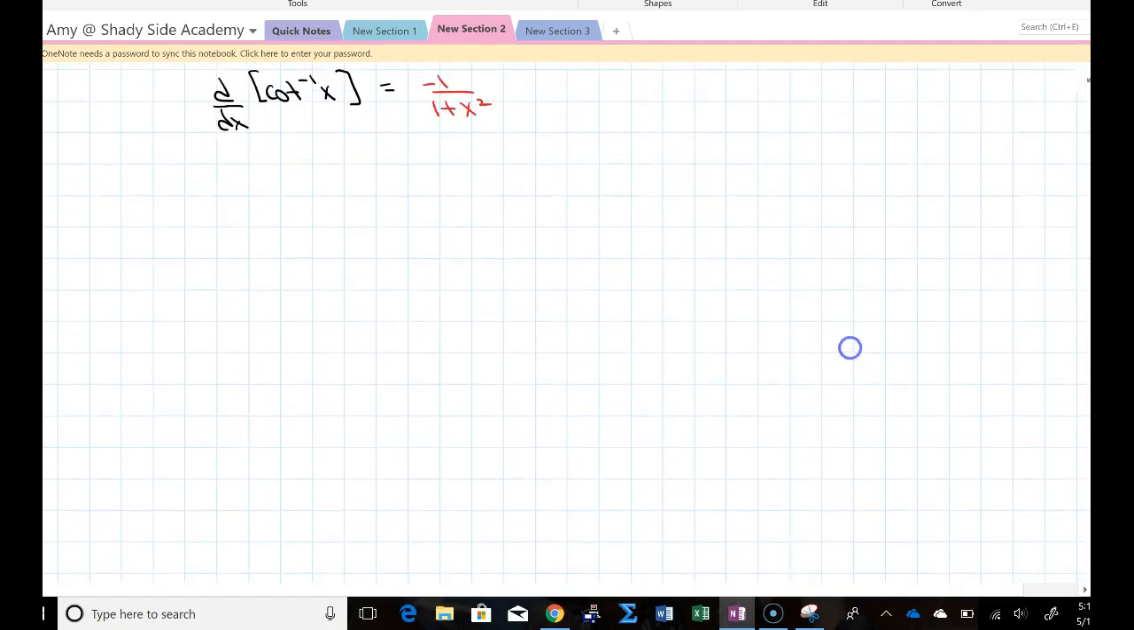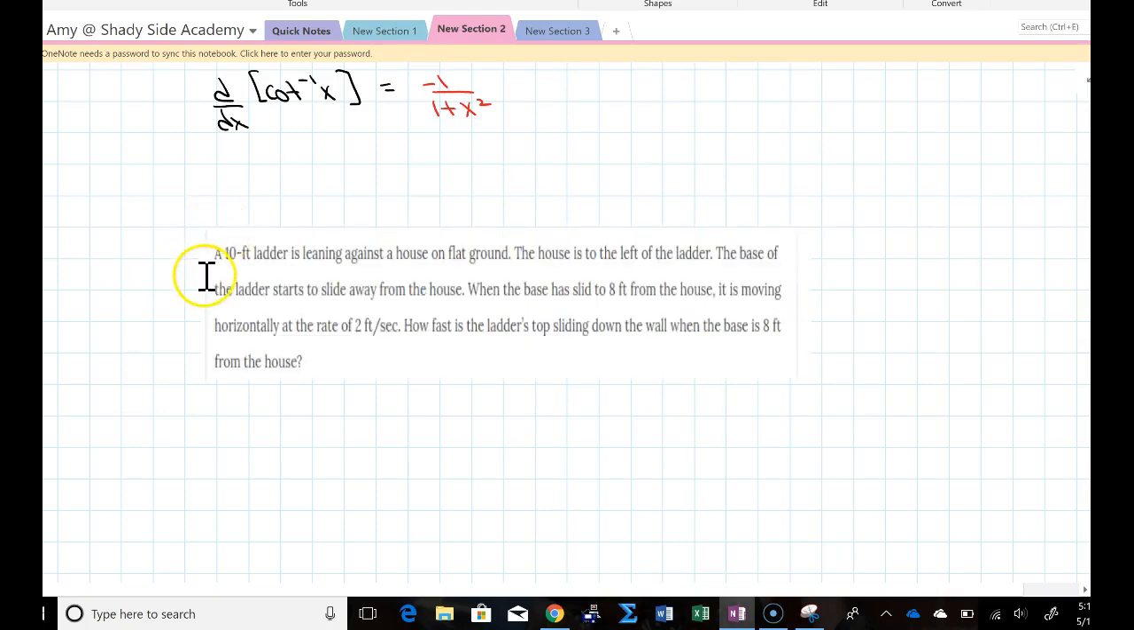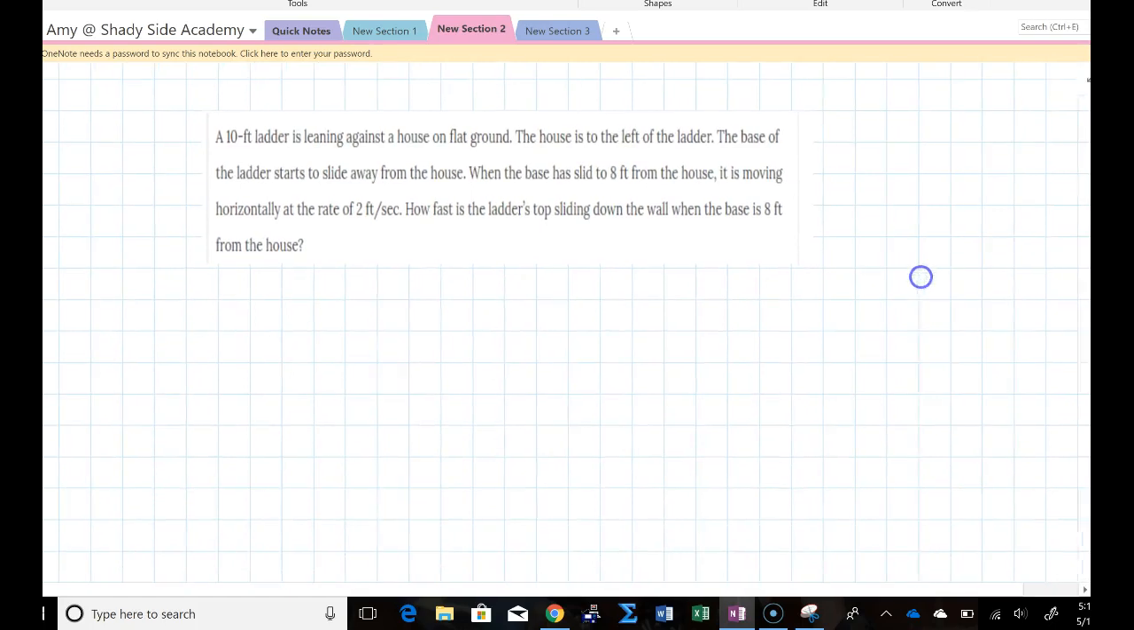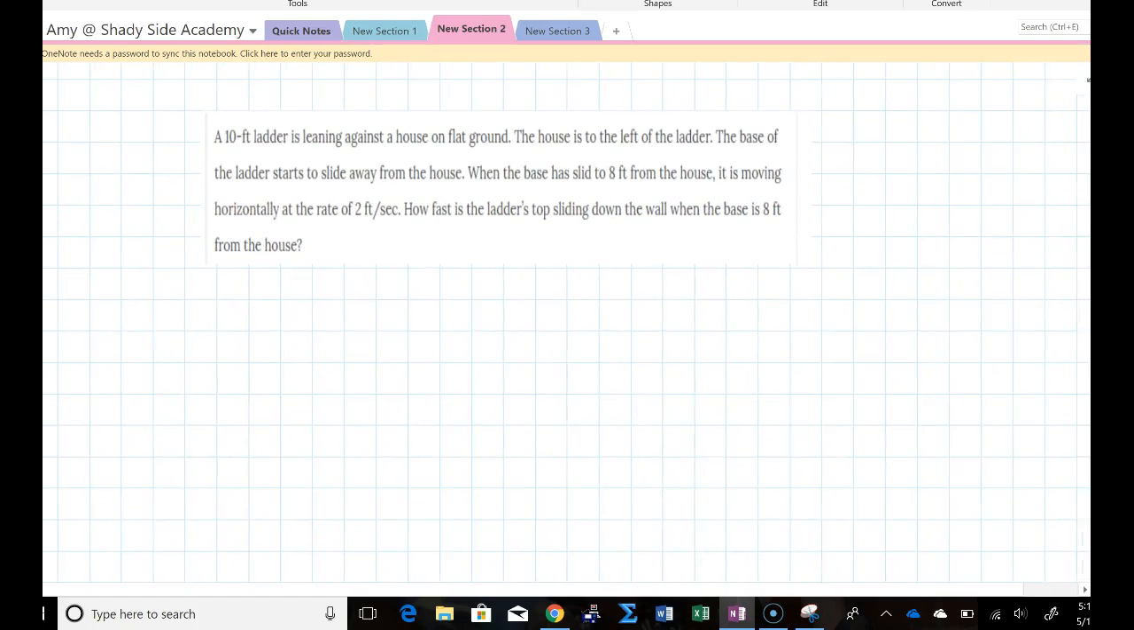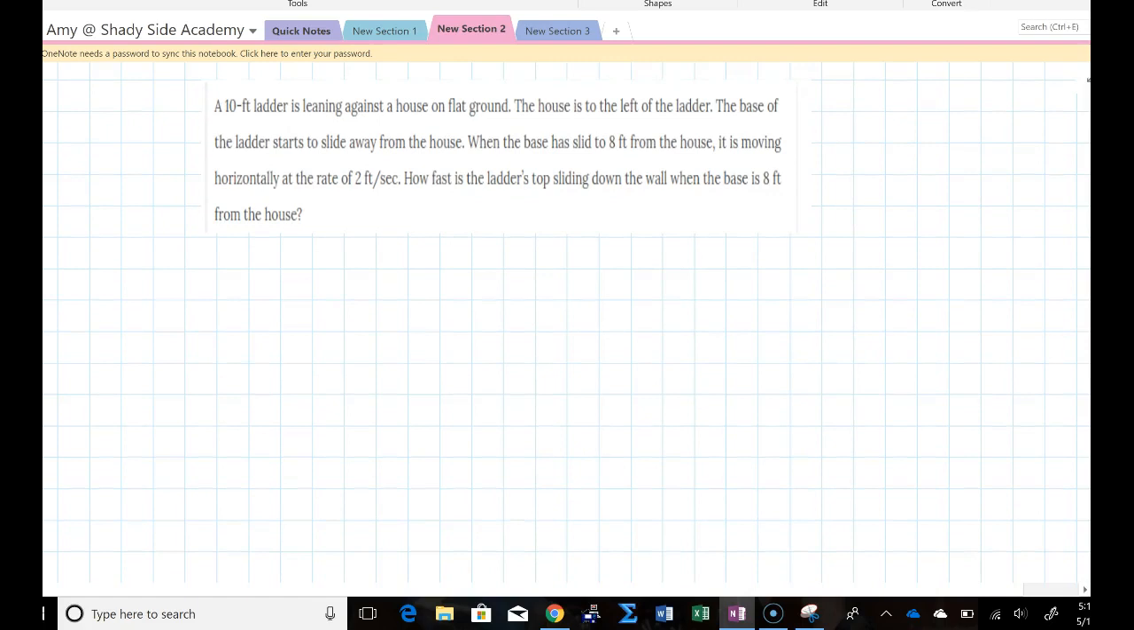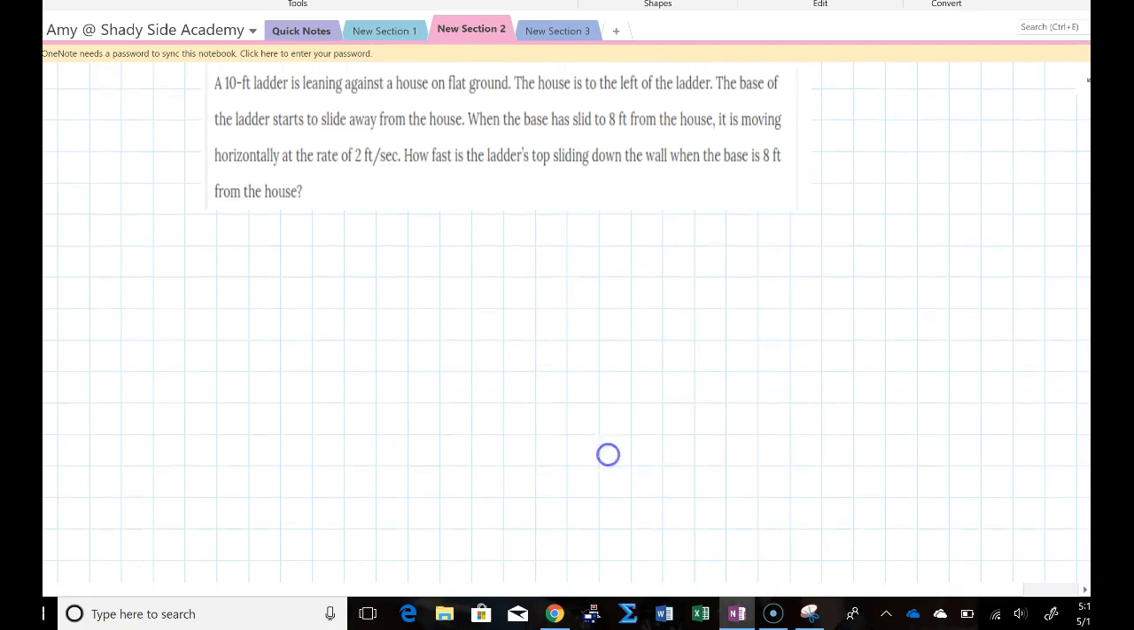Okay. Now what I want you to do is, you'll notice that in the calendar, I had asked you to print something out and have it for this screencast, and I want you to get that out, please. When you get that out, it should look like this, and you're going to write on that piece of paper. So here's what we have. We have this question. A 10-foot ladder is leaning against a house on flat ground. The house is to the left of the ladder. The base of the ladder starts to slide away from the house. When the base has slid to 8 feet from the house, it is moving horizontally at the rate of 2 feet per second. Wow. What a bunch of information.